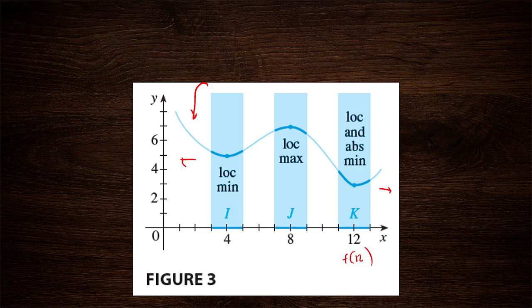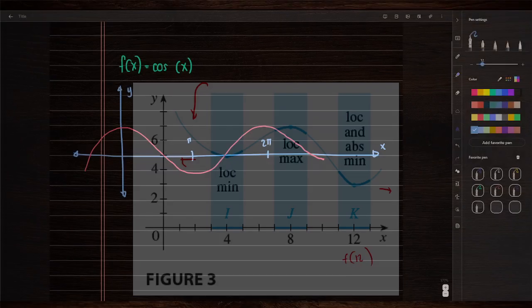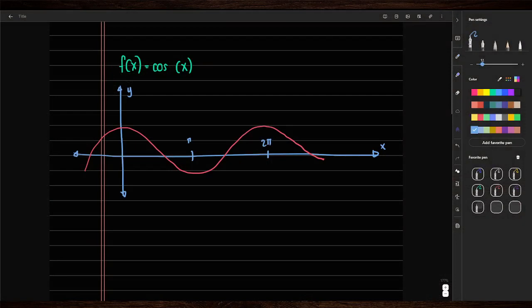So how about we use an example for the maximum and minimum values. Let me find the example in the book. Let me just transfer this to a note. Okay, this one. So we have here an equation.